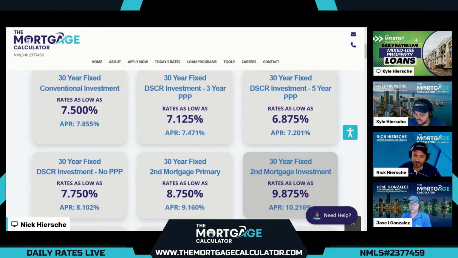And these even use bank statements and other alt docs as well. Rates as low as 9.875 and final APR of 10.216 for our investors out there. So tons of great options. Please check out this page. Anytime you want to check out our rates, just click on today's rates at the top of the page and you can see all of our general options here.